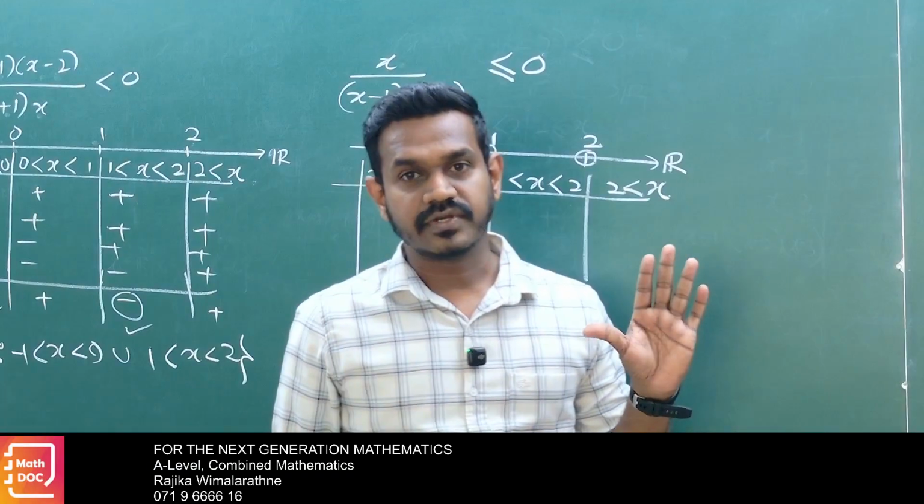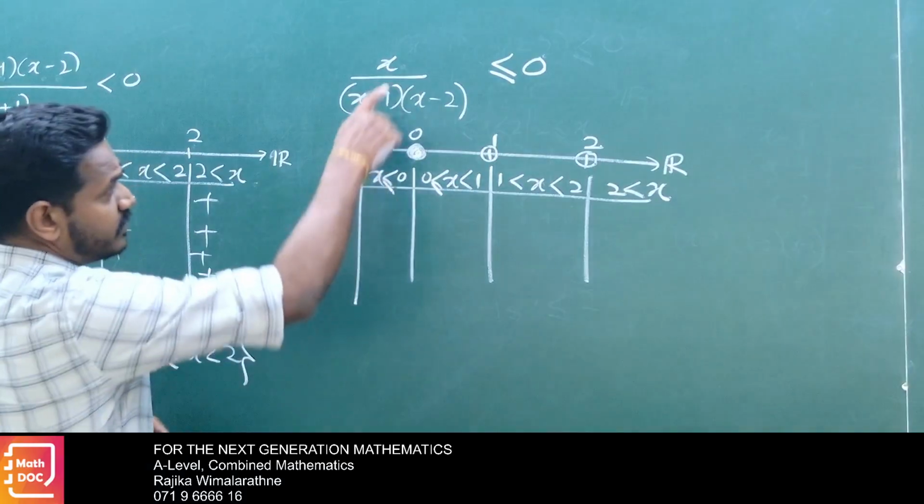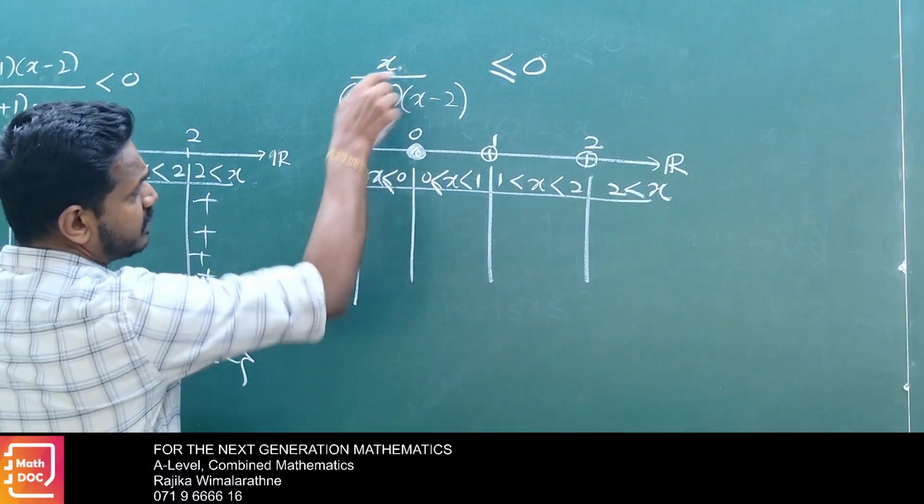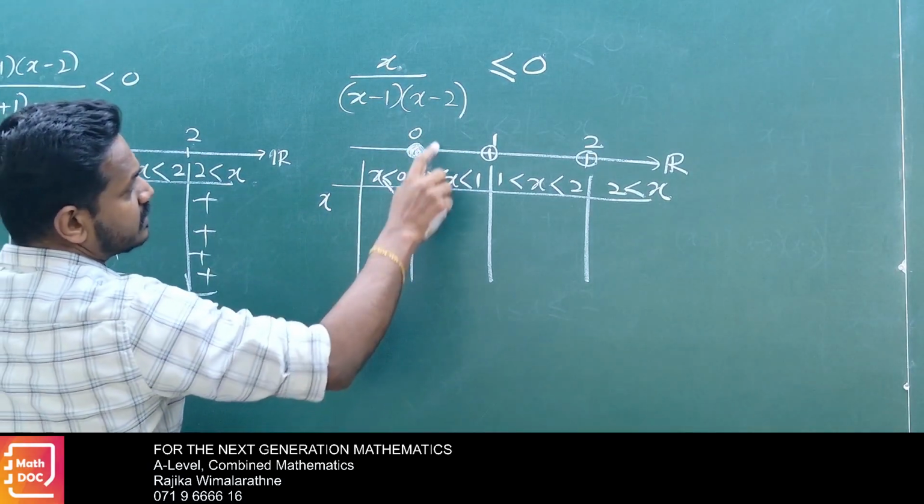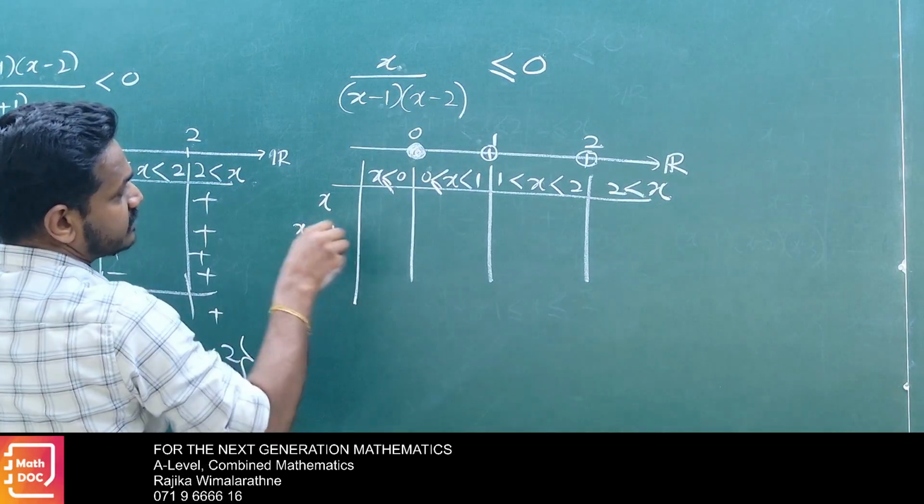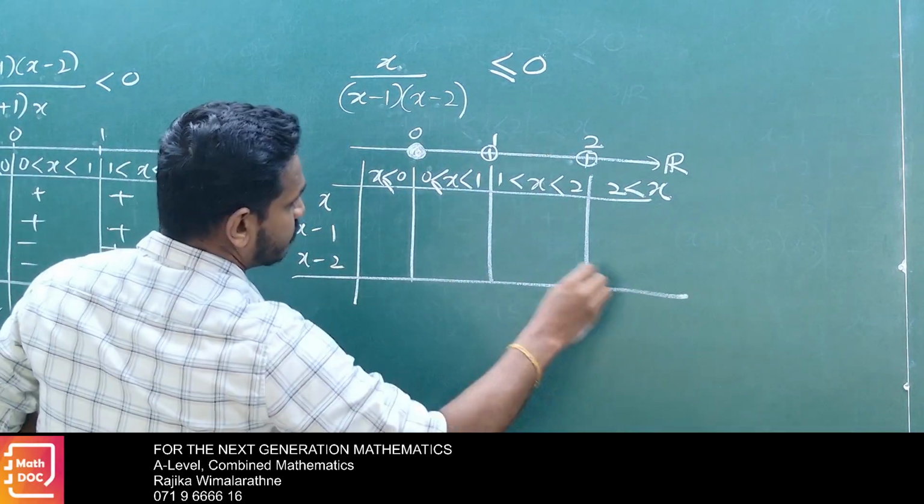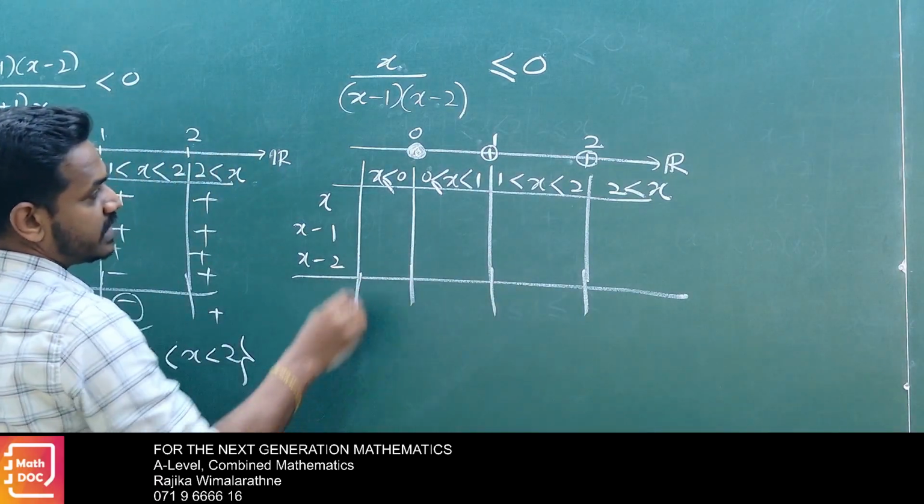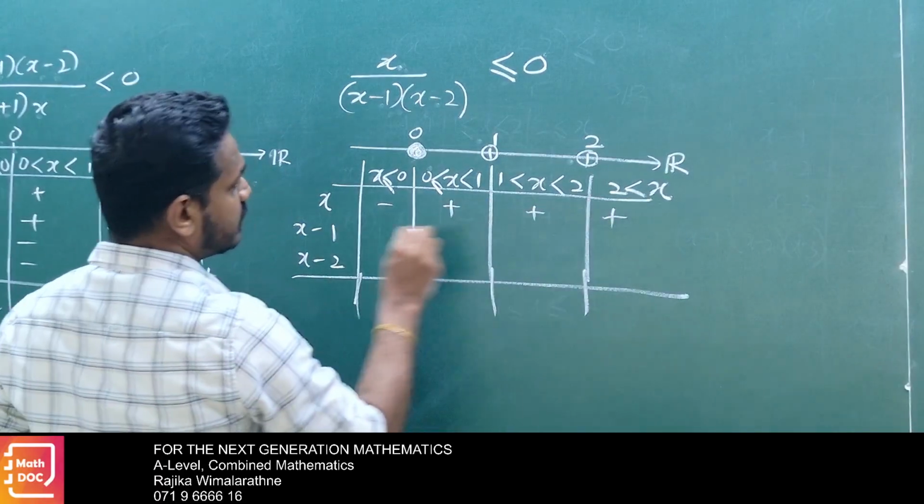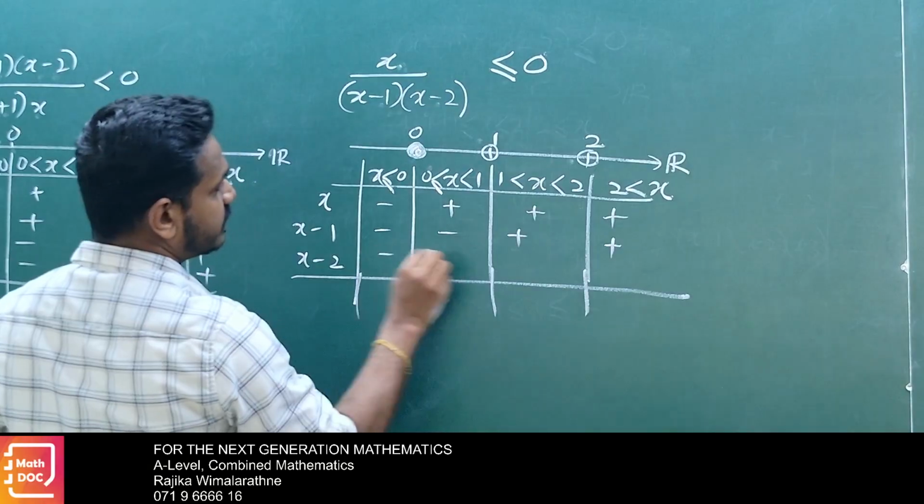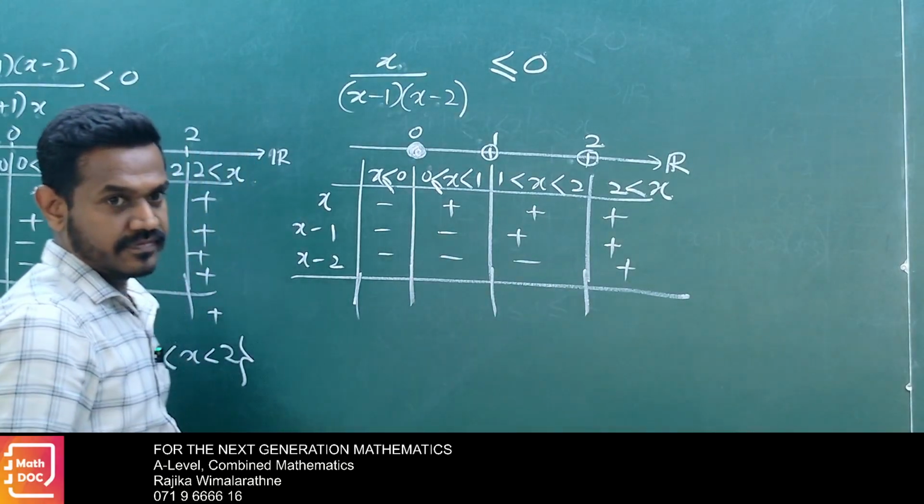Then in the usual way, now you can put signs. Before that, 0 corresponds to factor x, then 1 corresponds to factor x minus 1, then 2 corresponds to factor x minus 2. If you write in that order, we can put signs here: minus plus plus plus, minus minus plus plus, minus minus minus plus. No?